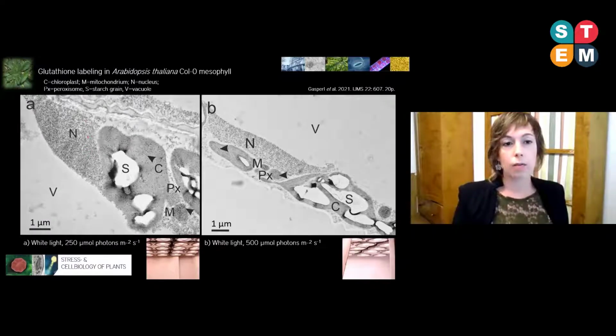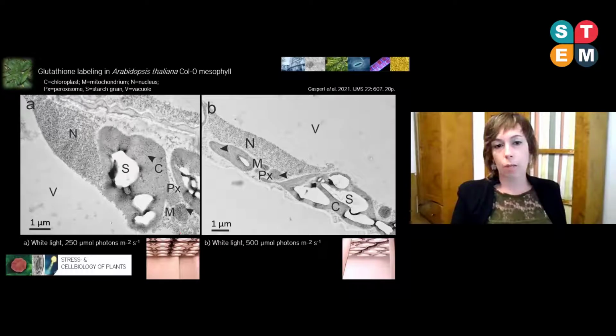And the software can calculate by the difference in grayscale between the black dots, respectively the gold particles bound to glutathione, and the rest of the compartment. So if we look at the results, we see that we do not find any changes under the increased light of 500 micromoles photon flux density, I have to say, which is only double the amount of our standard conditions. We did not find any changes in the system of thylakoid membranes.